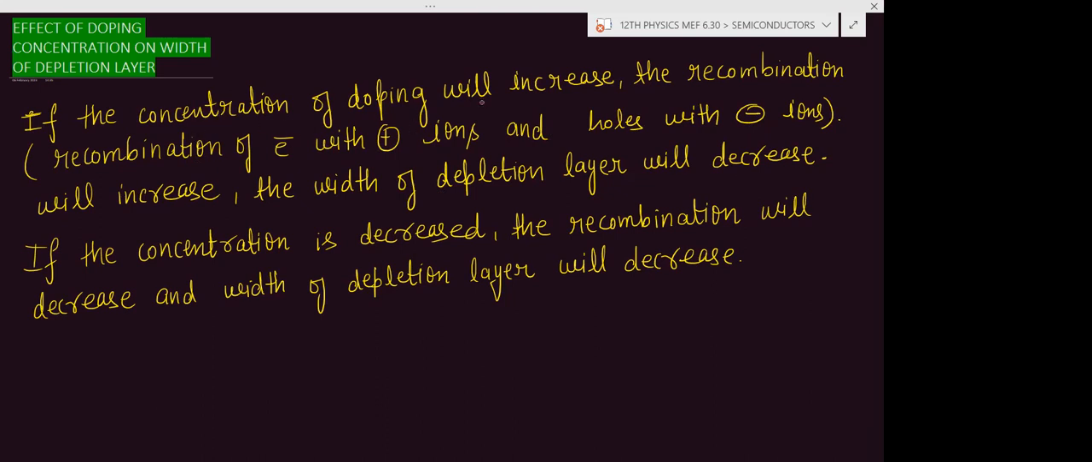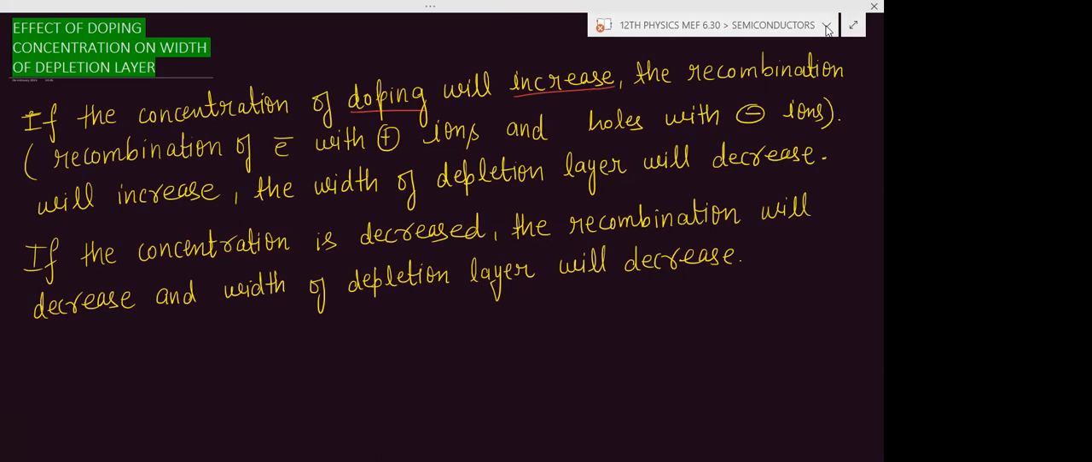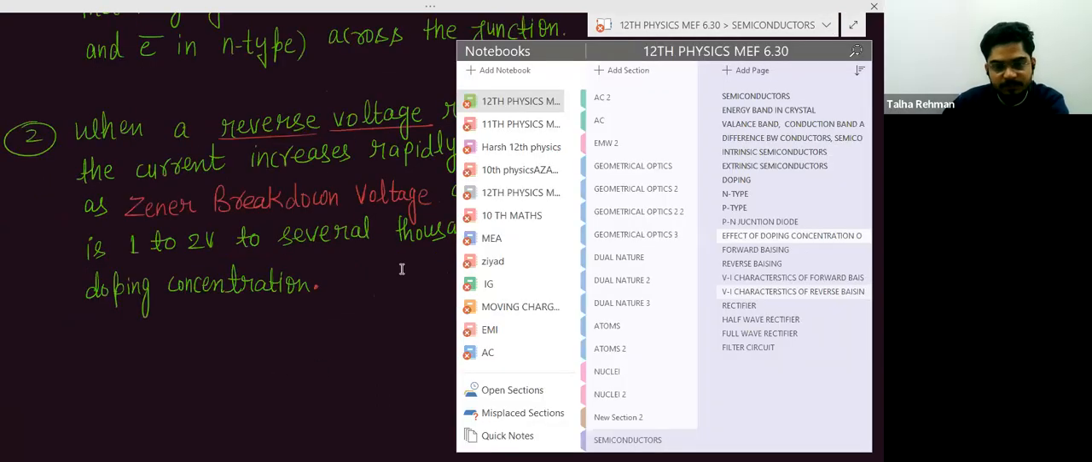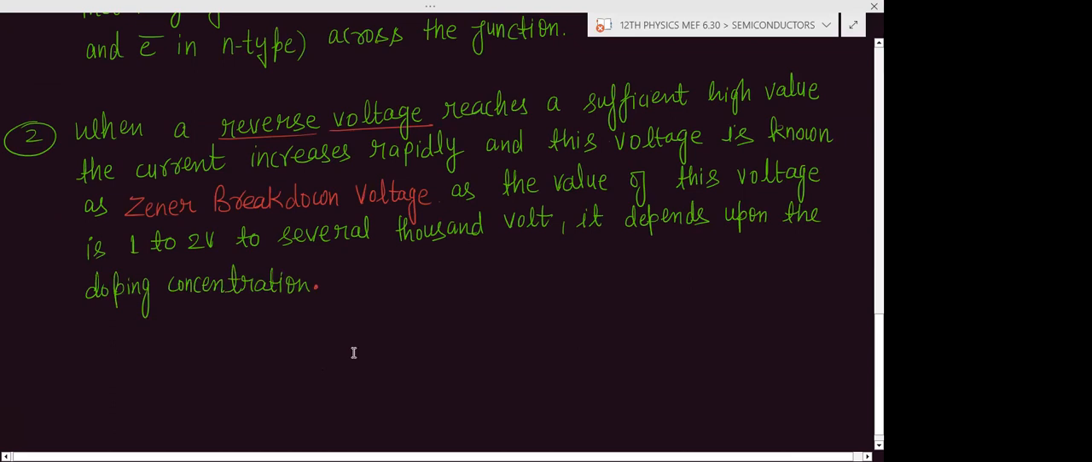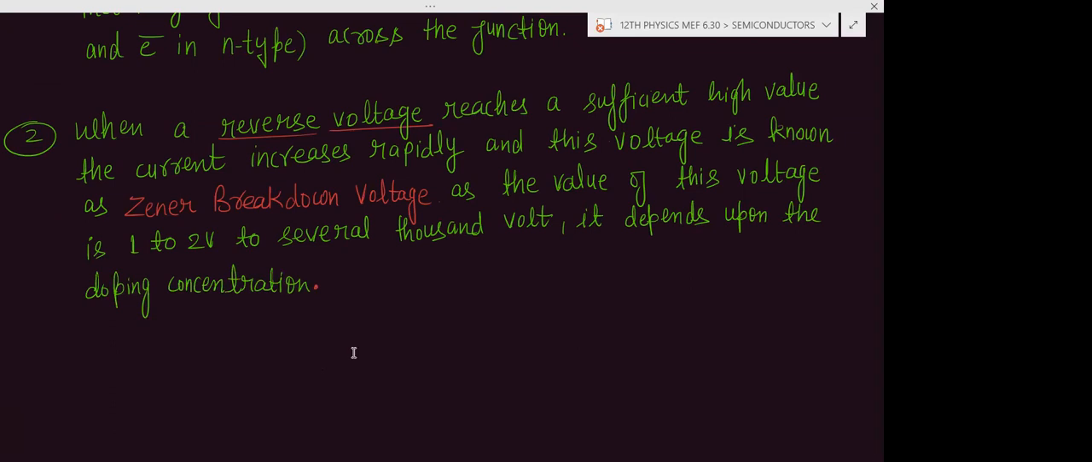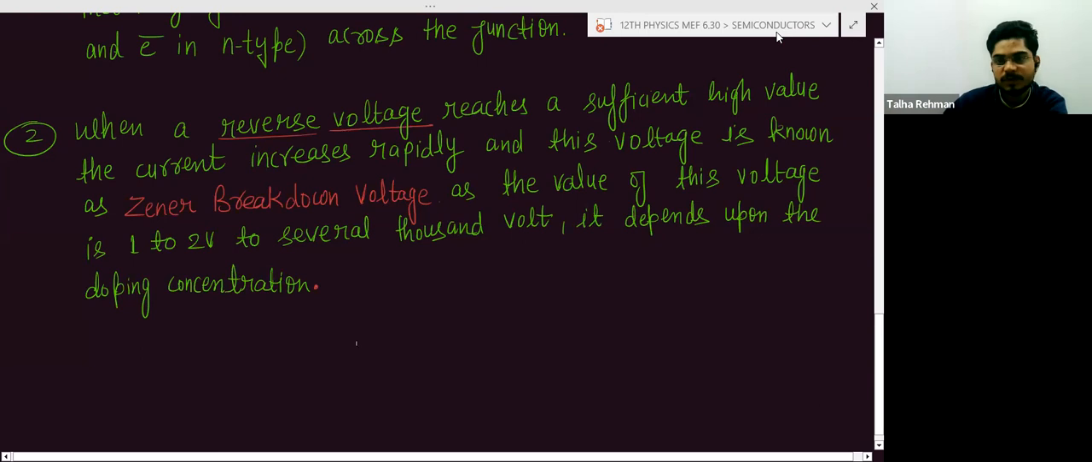If the doping concentration is decreased, the recombination will decrease and the width of the depletion layer will decrease. So that is why you can delete this point: it depends upon the doping concentration. Doping concentration will affect the depletion layer thickness, and that will indirectly affect the Zener breakdown voltage. More voltage will be required if the thickness of the depletion layer is more.